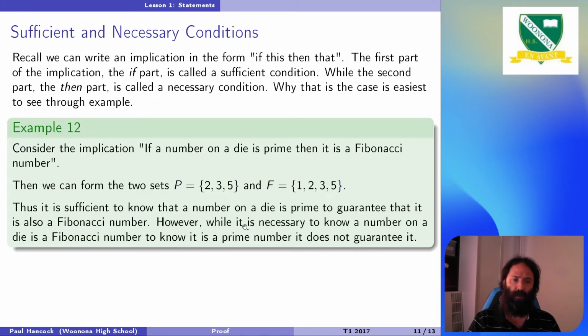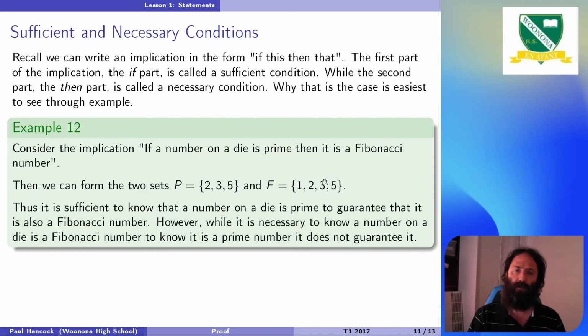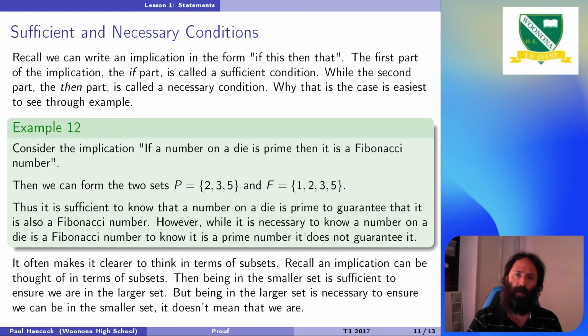Okay. Whereas being a Fibonacci number, we say it's necessary to be a Fibonacci number to be a prime, but it doesn't guarantee it because we could be that number 1. So we have to be in this list to have a possible chance of being a prime number, but we might not be. And we keep bringing up for implications the idea of subsets. If we're in the smaller set, we're guaranteed to be in the bigger set, but if we're in the bigger set, we might not be in the smaller set.